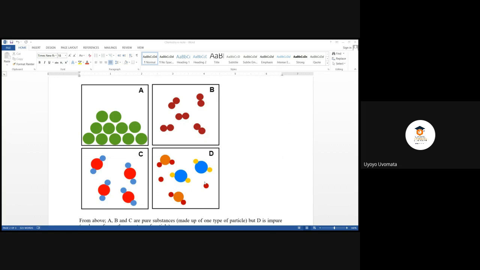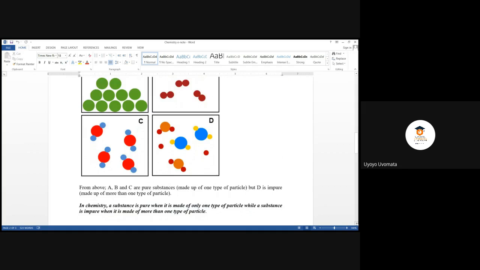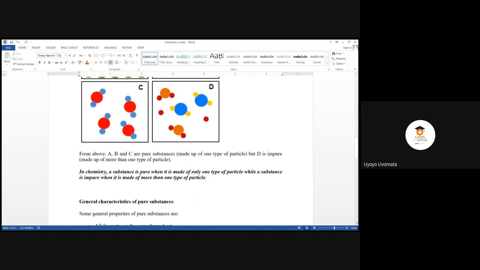So that is how we identify pure substances and impure substances. By this, we can say that substances A, B, C are pure substances, but substance D is impure. Now, why is it impure? Because it is made up of more than one type of particle. In substance D, some of the particles are atoms and some are different forms of molecules.